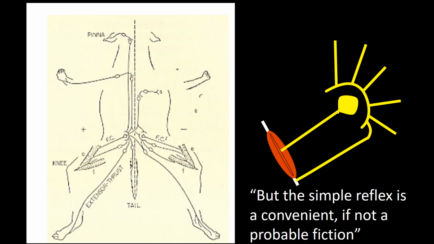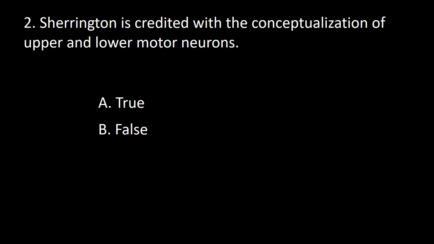He viewed all these interconnections as reflexes, but went on to add that the concept he had been so broadly praised for was a convenient, if not a probable, fiction. Regardless of his doubt, the concept caught on, and today we talk about the lower motor neuron, here indicated in this cartoon and here in his drawing, and we also talk about the upper motor neuron, here represented in the cartoon and here in his model. So the answer to this question is A.